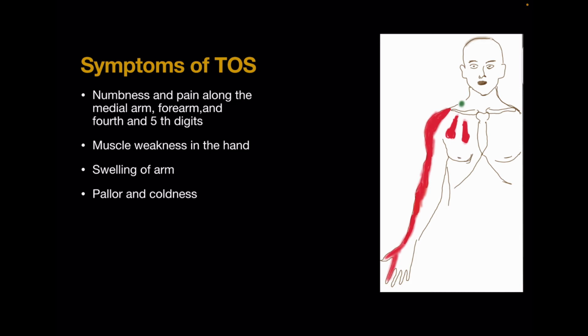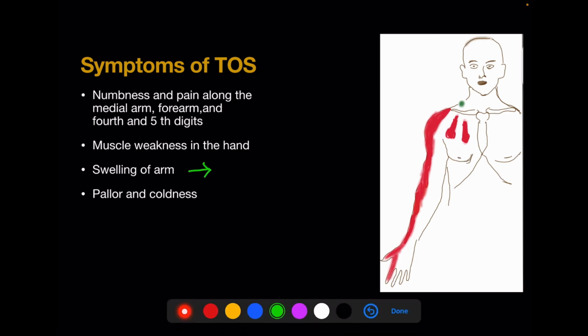The symptom of thoracic outlet syndrome, that is swelling of the arm, happens due to what? Involvement of what? Subclavian vein. And here you can see it's due to subclavian artery. So when the subclavian artery is compressed and narrowed, then it can lead to what?